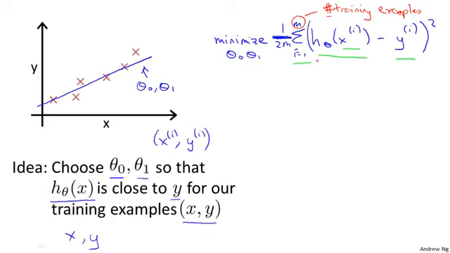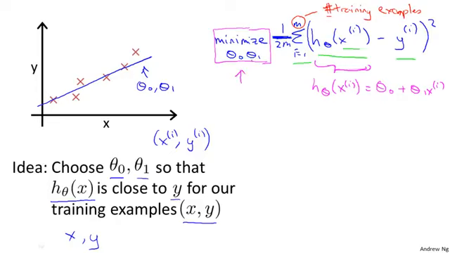And just to make sure this equation is clear, this expression in here, h subscript theta of x, is our usual hypothesis, which equals theta 0 plus theta 1 x i. And this notation, minimize over theta 0 and theta 1, means find me the values of theta 0 and theta 1 that cause this expression to be minimized. This expression depends on theta 0 and theta 1.